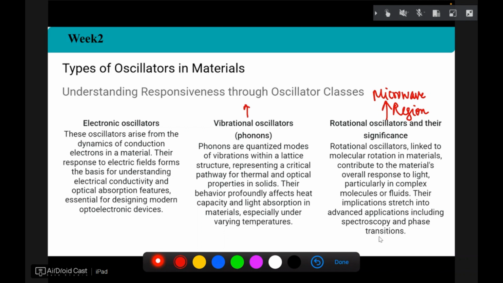These will be the IR region. An electronic oscillator is in the UV-visible region. So, rotational oscillators are linked to molecular rotation. Materials contribute to the material's overall response to light, particularly in complex molecules of solids. So, their implications stretch into advanced applications, including spectroscopy and phase transition.